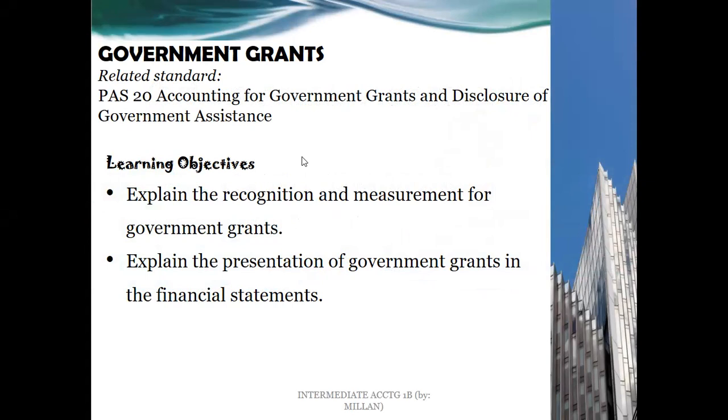This will be any grant, could be cash or non-cash asset provided by the government. So how do we account for that? And disclosures only for government assistance, which are normally services provided by the government.